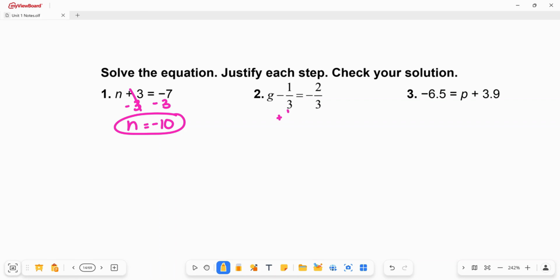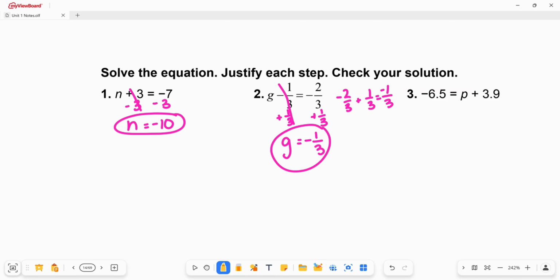All right, here I have a negative 1/3 next to my g, so I'm going to add 1/3. Again, cancels that out. That's the whole point of why we do what we do. So I have a negative 2/3. Let me just write this out over here so you can see it, plus 1/3. Well, when we're adding, the denominator doesn't change. Negative 2 plus 1 is negative 1. So I have a negative 1/3 g, or for g.